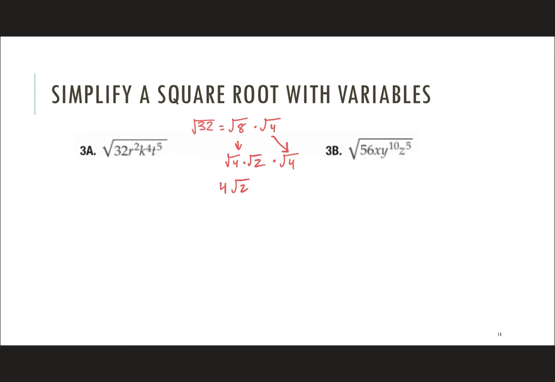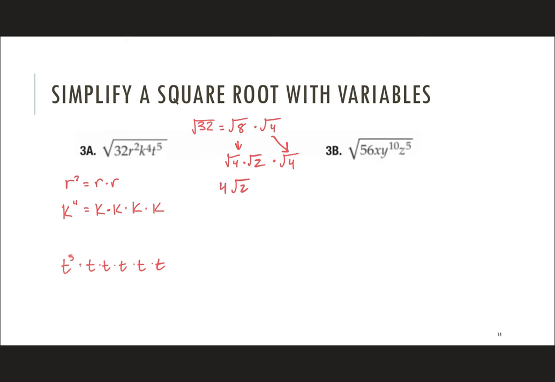Okay? Now, next, however, I'm going to do my variables. So I have r squared, which is r times r. I have k to the 4th, which is k times k times k times k. And then I have t to the 5th, which is t times t times t times t times t. Okay? Now, I know I've said it a million times, but we are looking for either pairs or perfect squares.